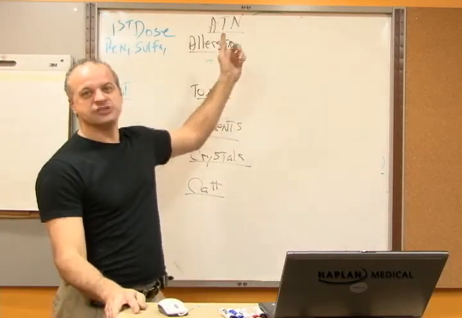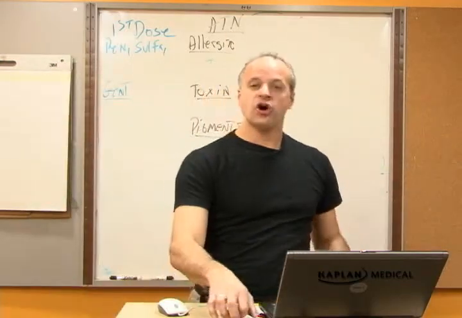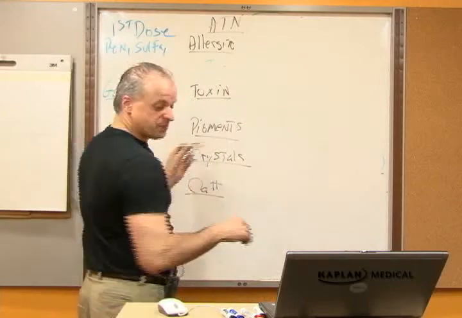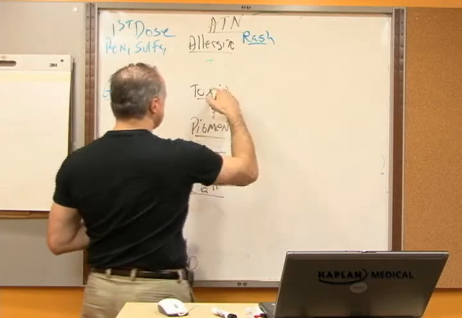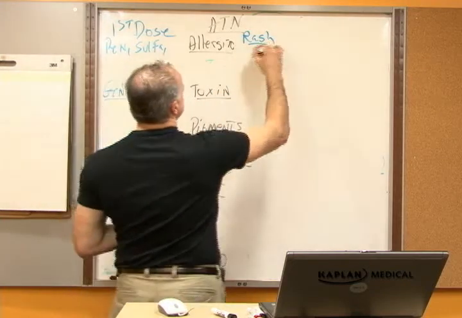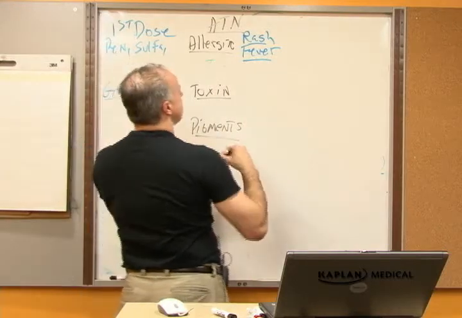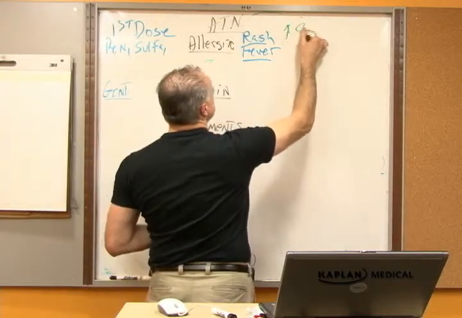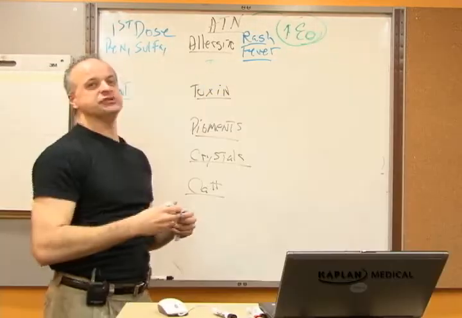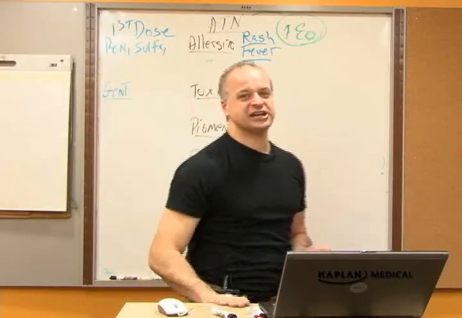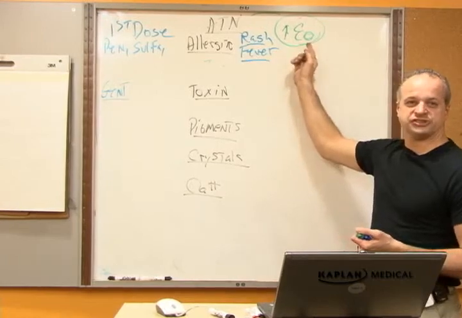The kidney, the skin, the blood, allergic interstitial nephritis. What is different? These people have a rash. These people have a rash. These other people don't. These people have a fever. These other people don't. These people have increased eosinophils. These others don't. What is different? What's unique? Fever, rash, eosinophils. First dose.